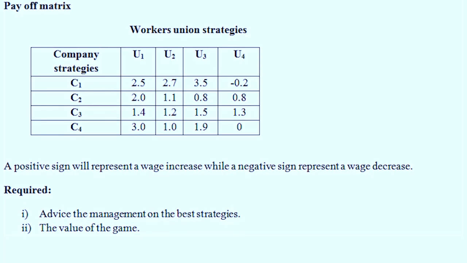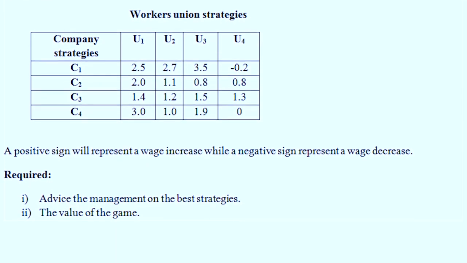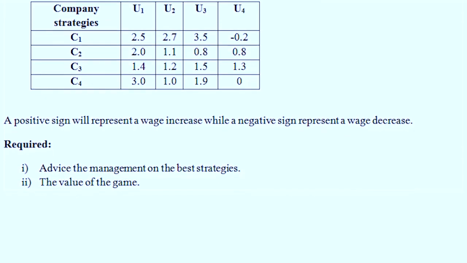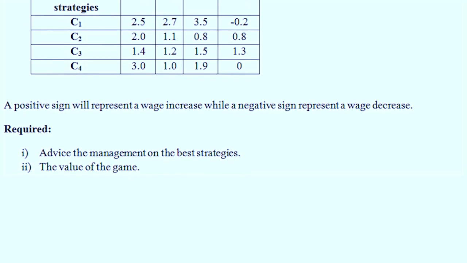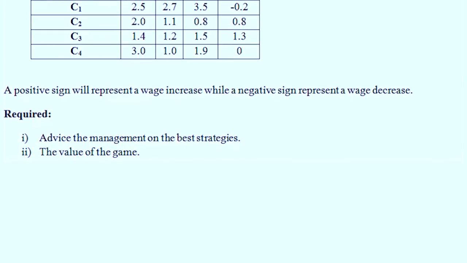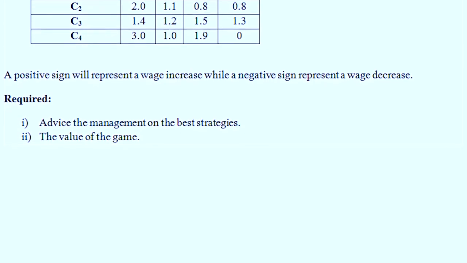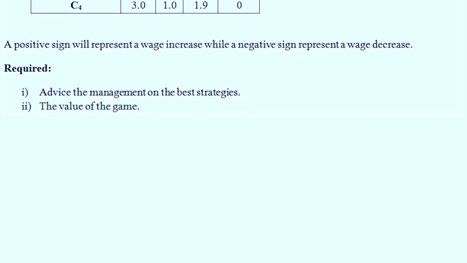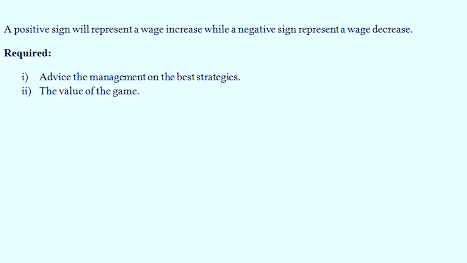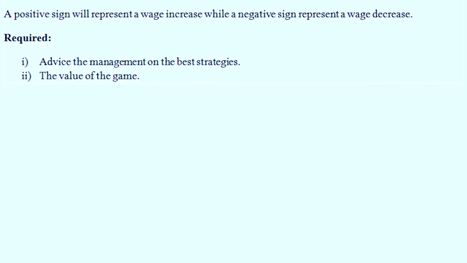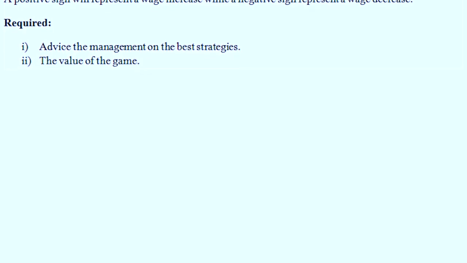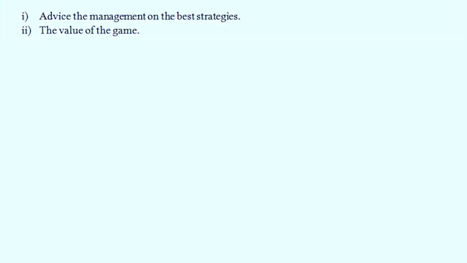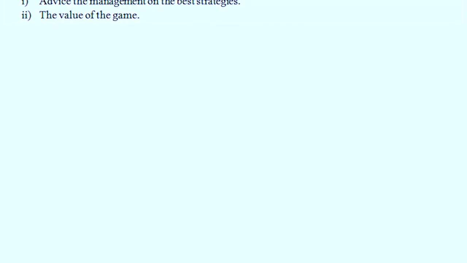The next one is positive 2.0, positive 1.1, positive 0.8, and positive 0.8. The third one is positive 1.4, positive 1.2, positive 1.5, and positive 1.3. And the last one is positive 3.0, positive 1.0, positive 1.9, and 0. A positive sign represents a wage increase, while a negative sign represents a wage decrease. Required: one, advise the management on the best strategies, and two, the value of the game.